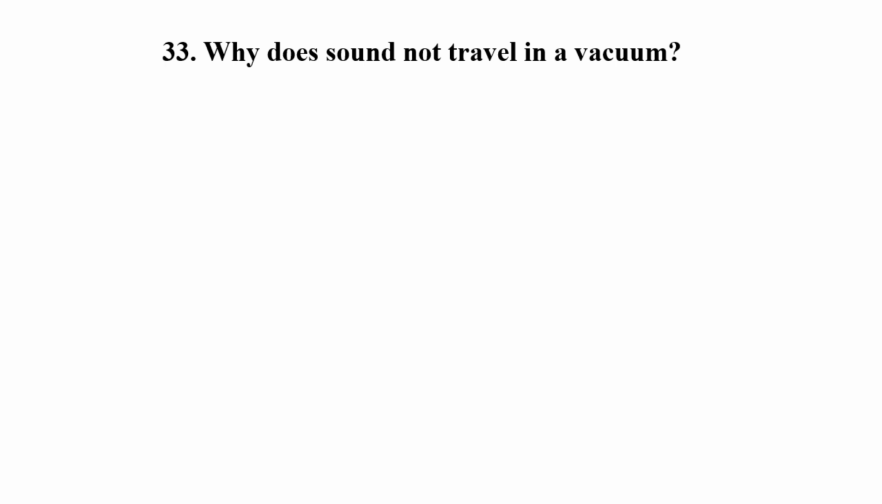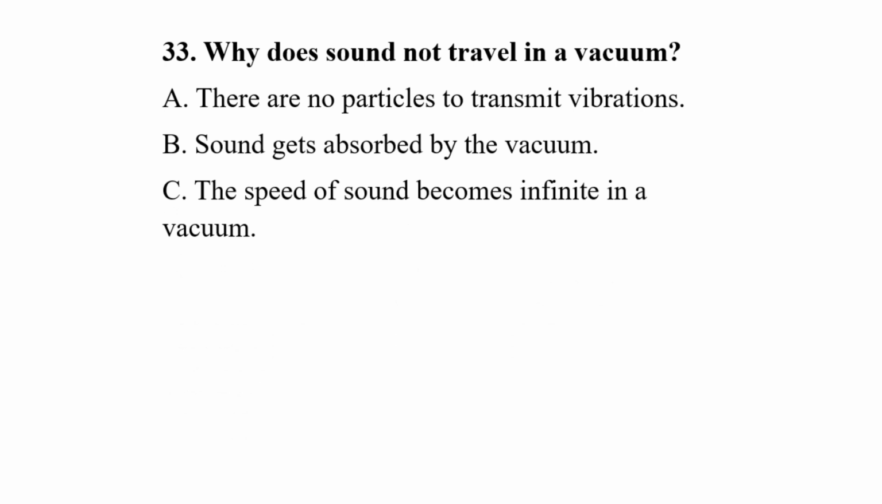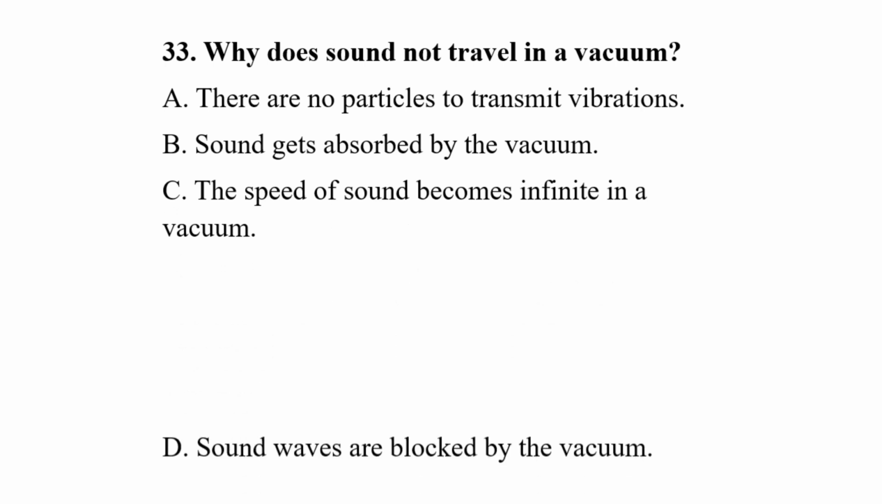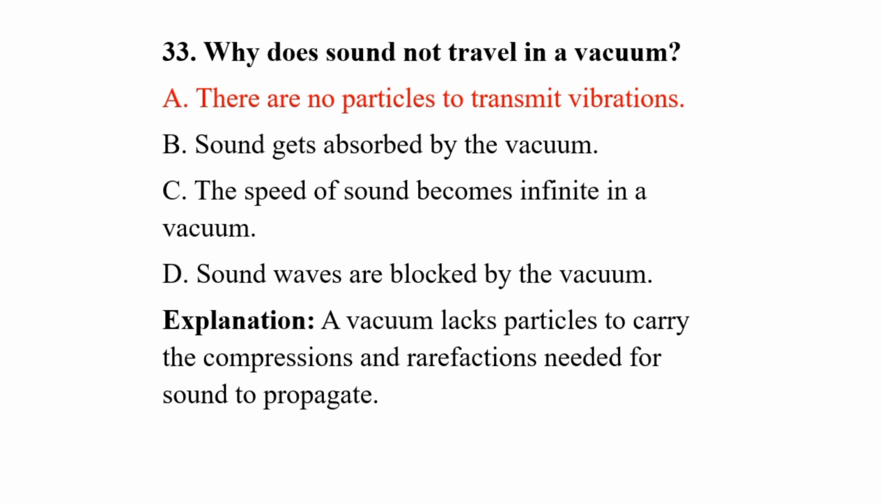Question number 33. Why does sound not travel in a vacuum? A. There are no particles to transmit vibrations. B. Sound gets absorbed by the vacuum. C. The speed of sound becomes infinite in a vacuum. D. Sound waves are blocked by the vacuum. The answer is there are no particles to transmit vibrations. A vacuum lacks particles to carry the compressions and rarefactions needed for sound to propagate.